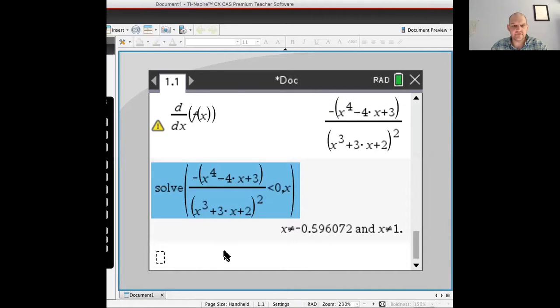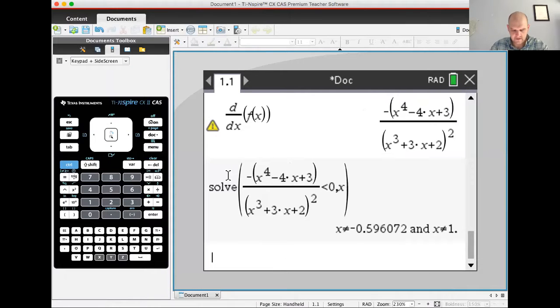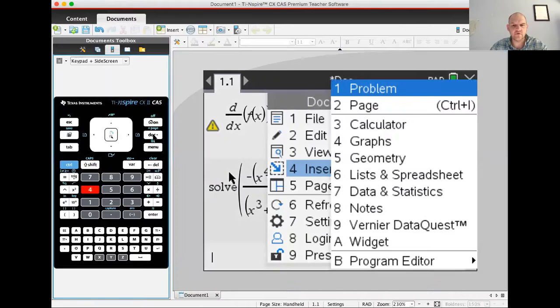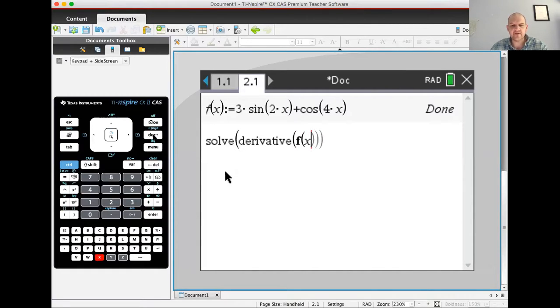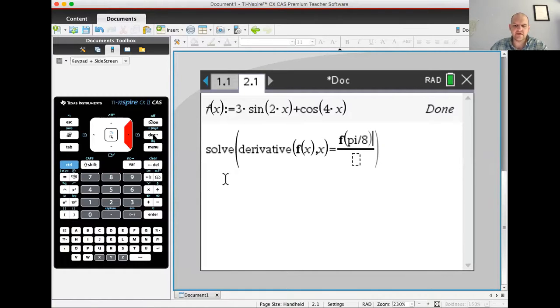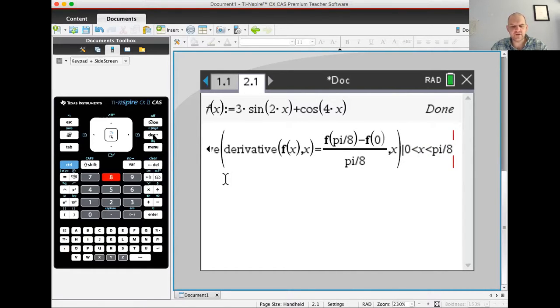Let's see. All right, I'm going to define the function, call it f of x. I'm going to put in a new problem, doc 4, and then option 1. All right, calculator: f of x is 3 sine of 2x plus cosine of 4x. Then we have to do this derivative thing. Let's see if we can just solve it. Solve derivative f of x comma x, so that'll find the derivative. I want to set that equal to f of pi over 8 minus f of 0 over pi over 8 minus 0, comma x. And then it's always a good idea to limit this, pi over 8. And I'm going to press control enter.